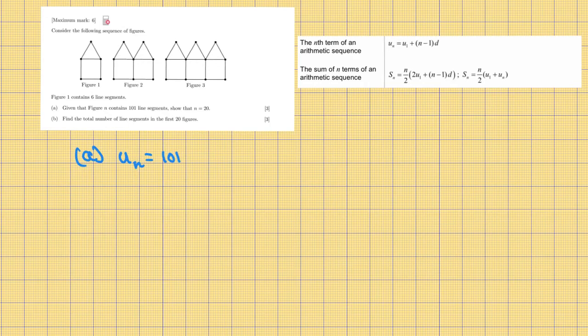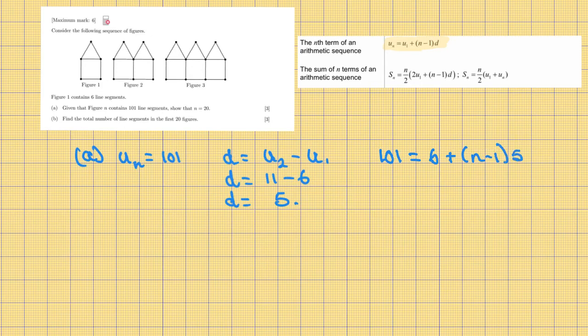First thing we need to do is find d. So d is equal to u2 minus u1. So d is equal to 11 minus 6. So d is equal to 5. Now that we've found d, we can use this formula to find n. Therefore, 101 is equal to the first term, 6, plus n minus 1 times d, which is 5. Multiply out the brackets, so 101 is equal to 6 plus 5n minus 5. Therefore 5n is equal to 100, so n is equal to 20. We have proved that n is equal to 20.